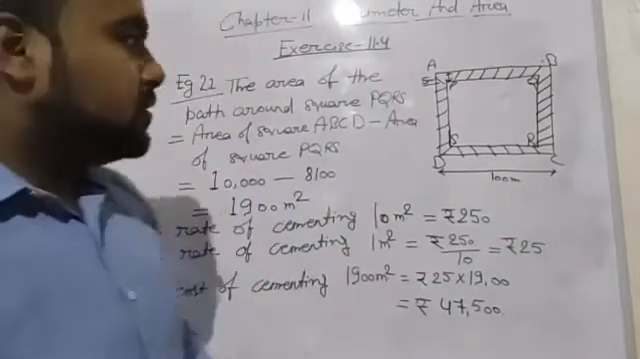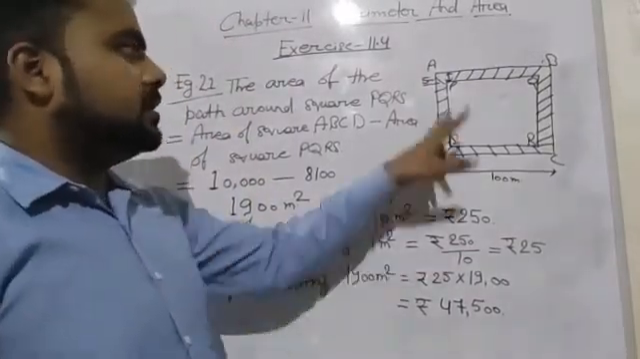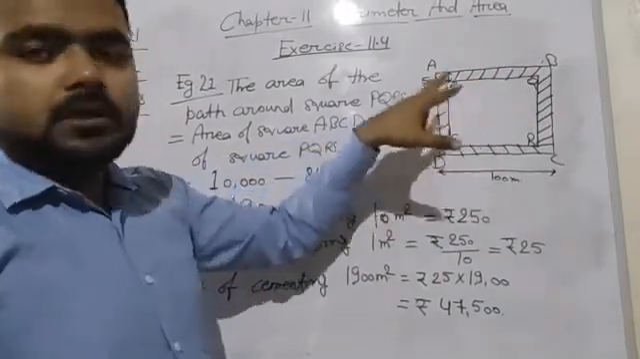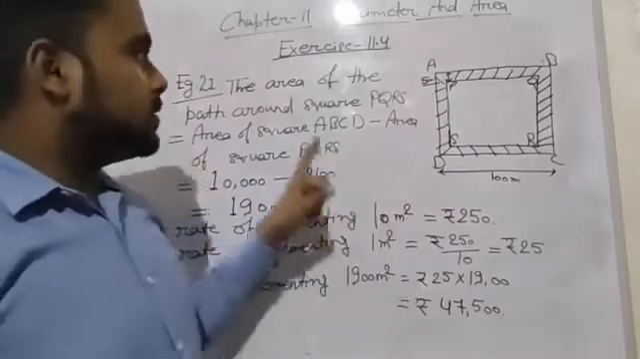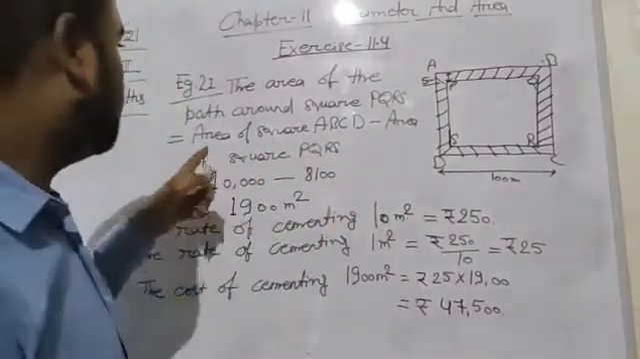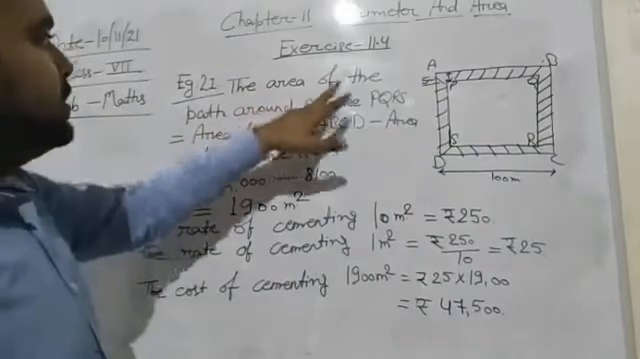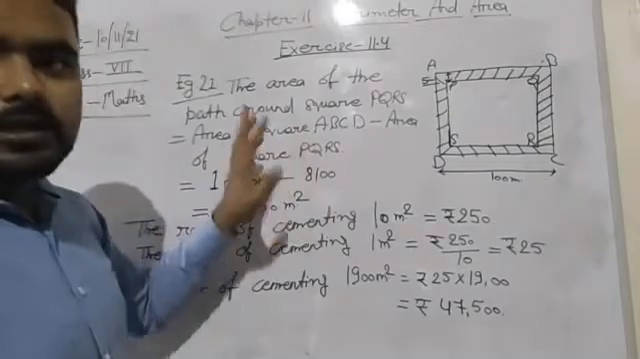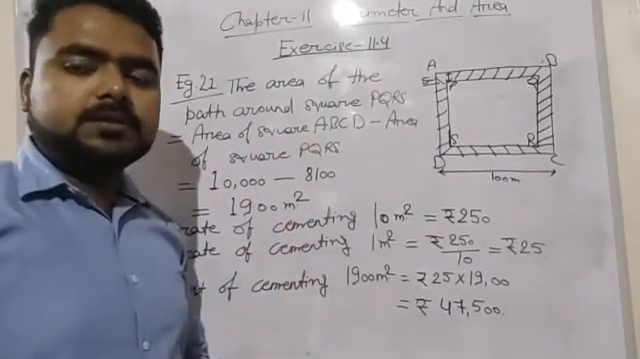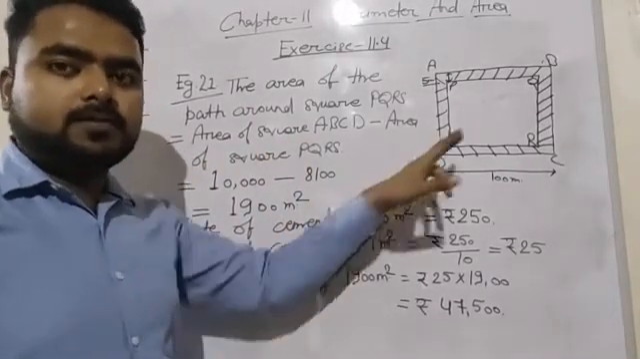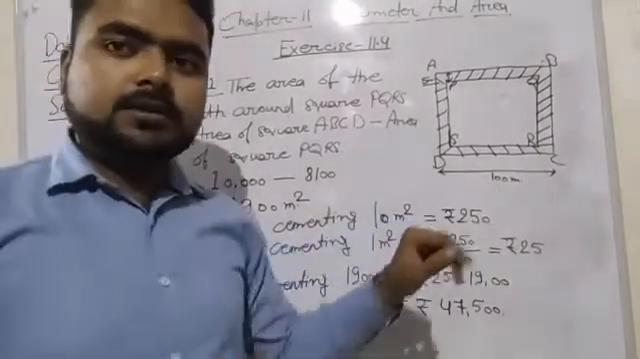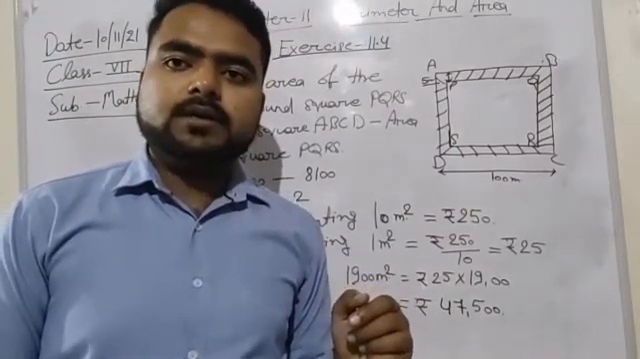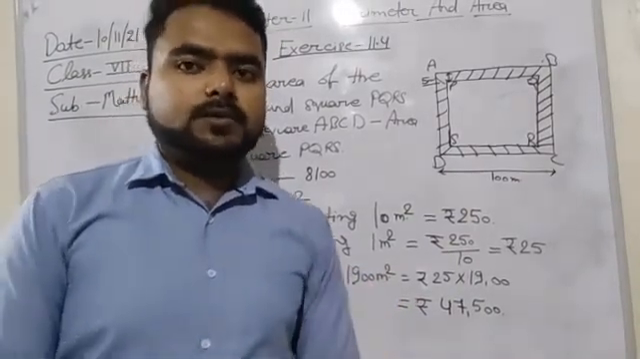Okay, so if we have to find the area of the path, then we have to subtract the area of square PQRS from the area of square ABCD. We have done the same thing here: the area of the path around square PQRS. We found earlier that the area of square ABCD is 10,000, as the side of ABCD is given as 100 meter. So when we calculate it, it gives 10,000 meter square as the area of square ABCD.